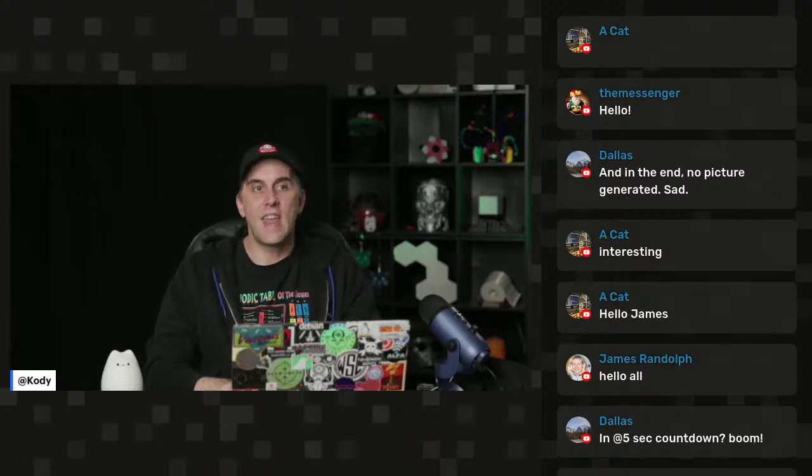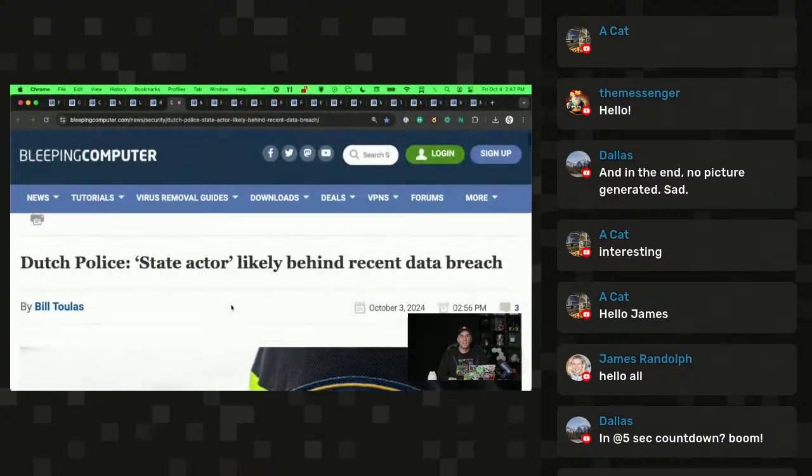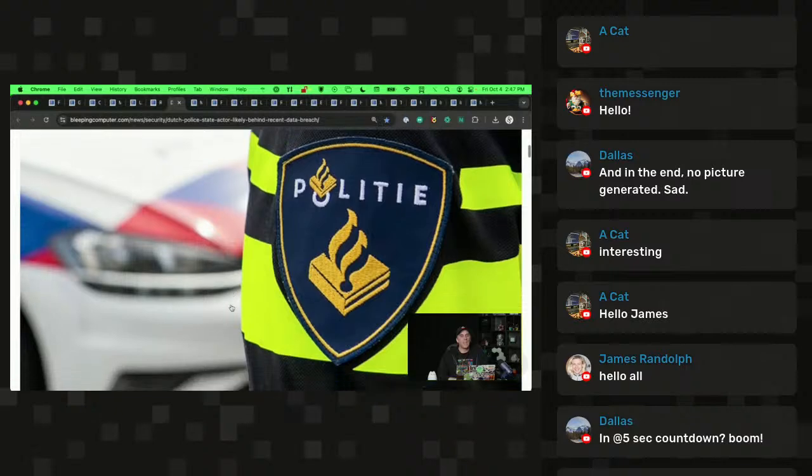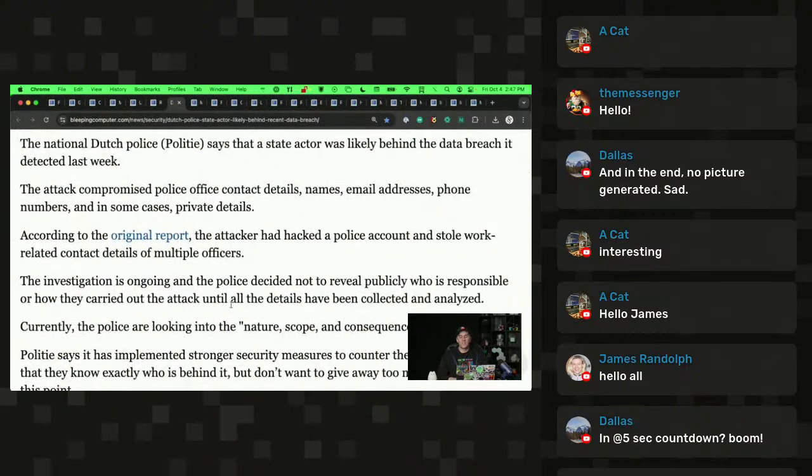All right, so next up, we have the Dutch police saying that it was likely a state actor that was behind a data breach. So that's obviously pretty ominous because when a state actor is spending resources on breaching your specific police agency, it usually means they have skin in the game. They want to get information about officers, maybe investigations, maybe they want to know if a source is compromised or if the police are onto a spy of theirs. Like, you know, it's probably some sketchy stuff.